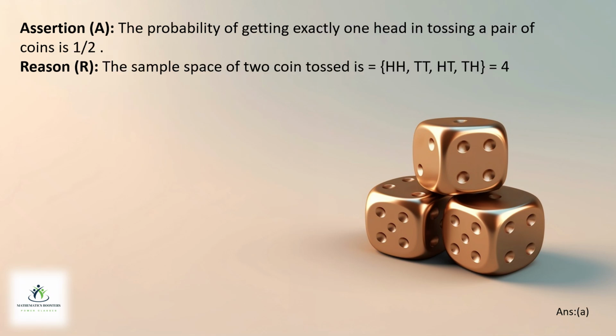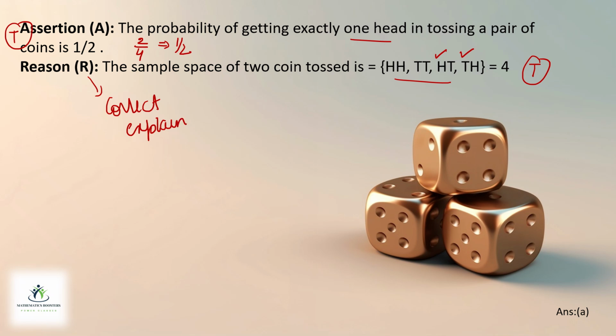Next, the probability of getting exactly one head in tossing a pair of coins. So these are the favorable outcomes, and this is the total outcomes, not favorable outcome, total outcome. Exactly one head, these are exactly one head. So it will be 2 by 4. That will give you 1 by 2. So this is true. The sample space of 2 coins is, this is also true. And using this, we are solving the assertion. So both are true and R is the correct explanation. Hence option A.